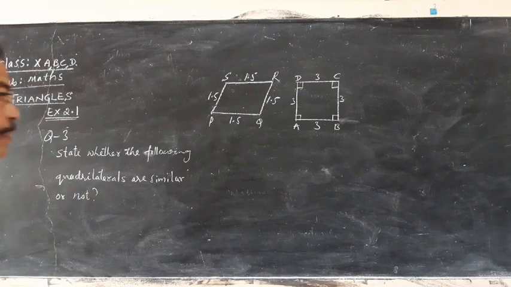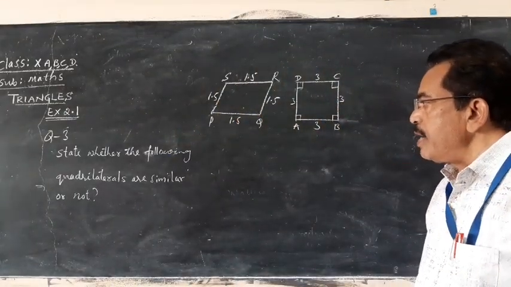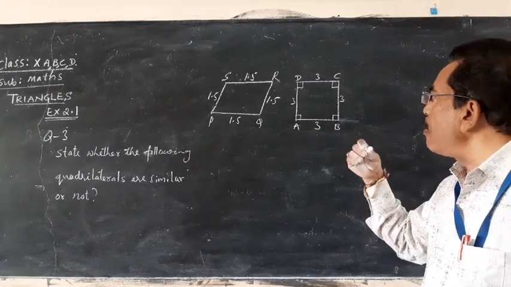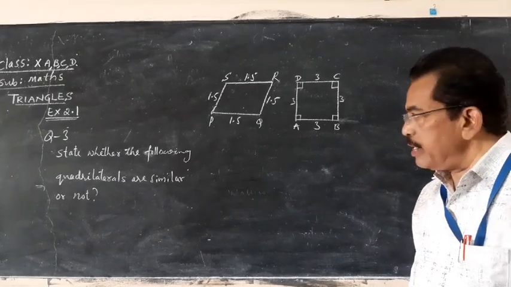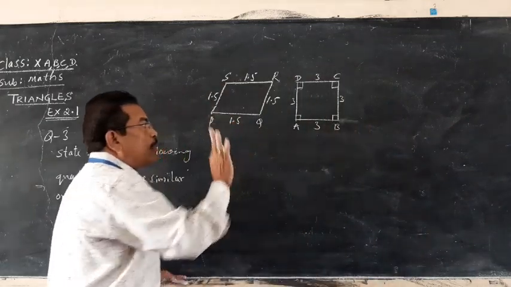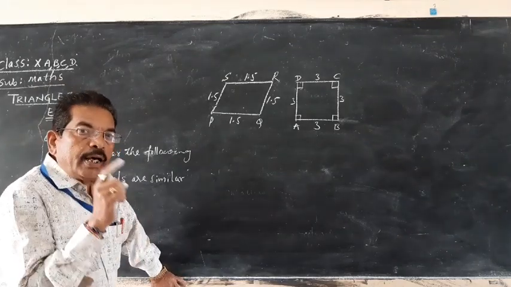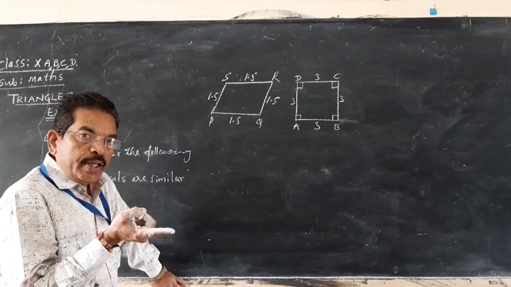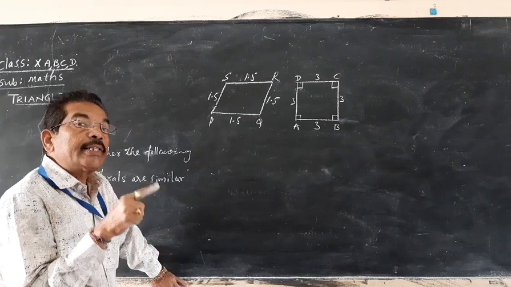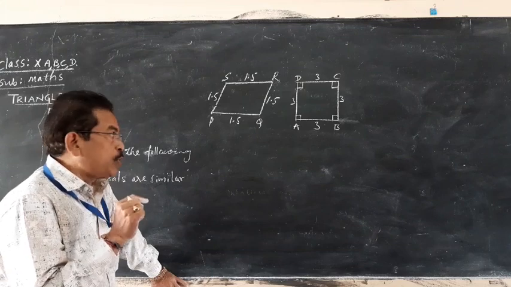See, state whether the following quadrilaterals are similar. Two quadrilaterals are given. One is a parallelogram, another one is a square. They are looking like that. That is a parallelogram type of quadrilateral. Two polygons are similar if and only if their corresponding sides are in proportion and their corresponding angles are equal. Okay, let us check the proportionality.